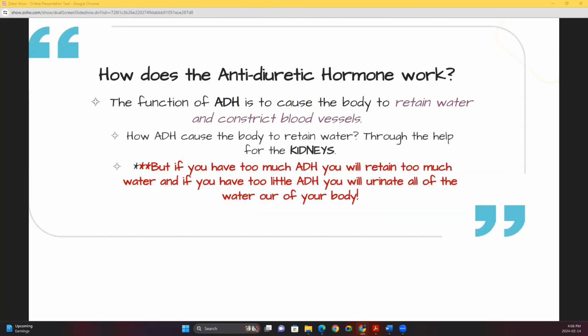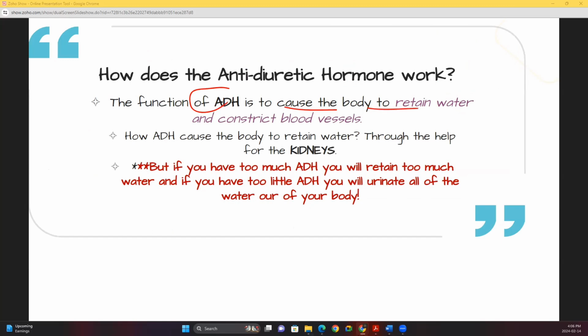What is happening with antidiuretic hormone? ADH, antidiuretic, means you will retain the water. And how will you retain the water? By constricting the blood vessels in the kidneys. It works in the kidneys and constricts the blood vessels, and your kidney is not letting all the fluid go out. Now, when I'm saying antidiuretic, let's say I have too much antidiuretic hormone. So what does it mean?